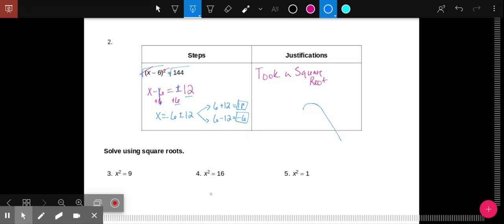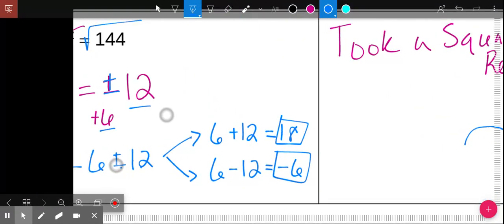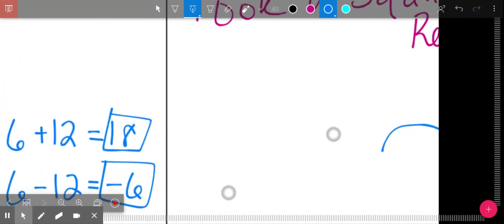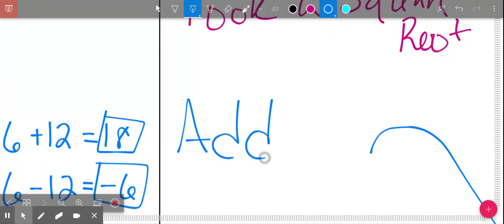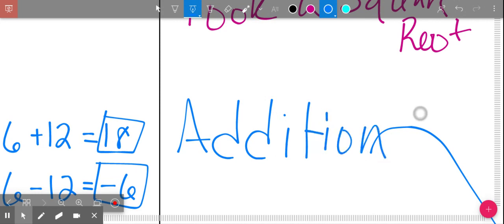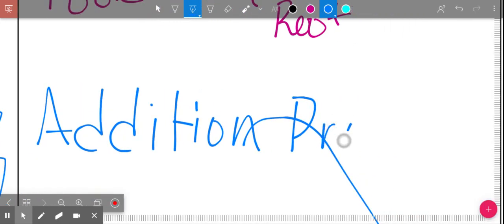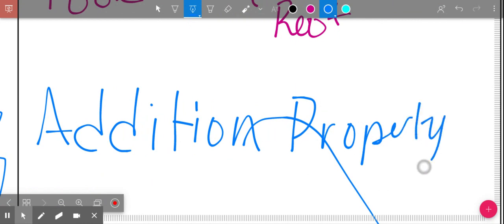Oh, and what did we do in that step? We added the 6 over, so that's our addition property. All right, so let's get to some examples.